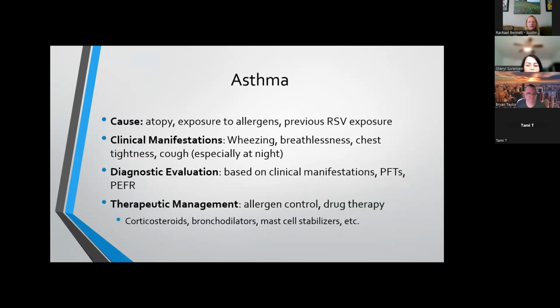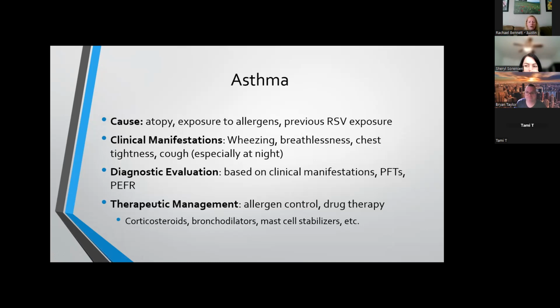so with our causes here, we have exposure to allergens. Previous RSV, we just covered RSV. We said that that is a bronchiolitis. So we've got inflammation of the bronchioles. Children that had severe bronchiolitis, whether it was related to RSV or another cause, are at risk for developing asthma from damage to those bronchioles.